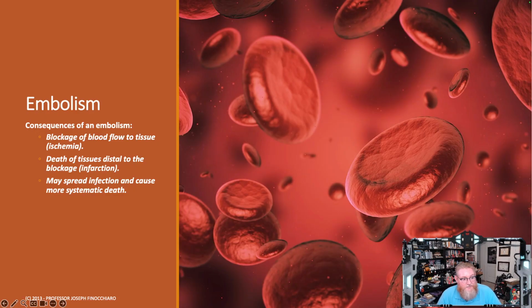Consequences of an embolism include a blockage of blood flow to tissue, which is the ischemia, a death of tissues distal to the blockage, which is the infarction. So all the tissues downstream that would rely on that blood providing nutrients and oxygen now die. And this can spread infection and cause more systemic death.